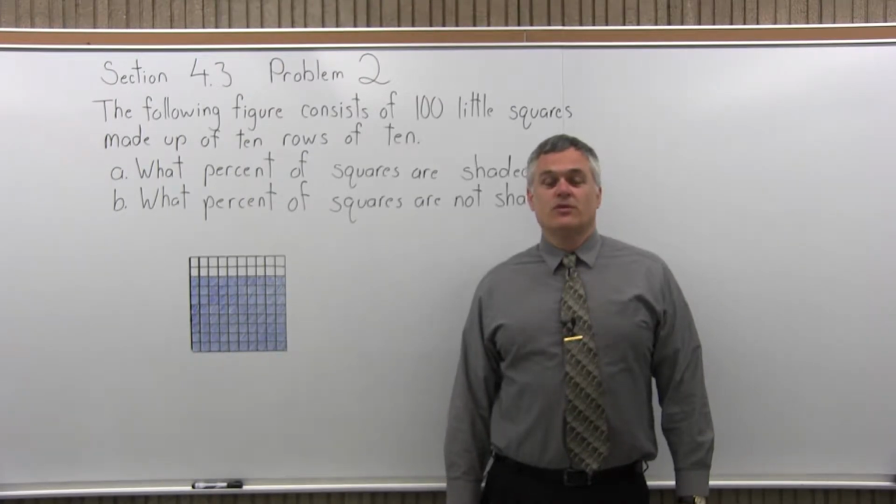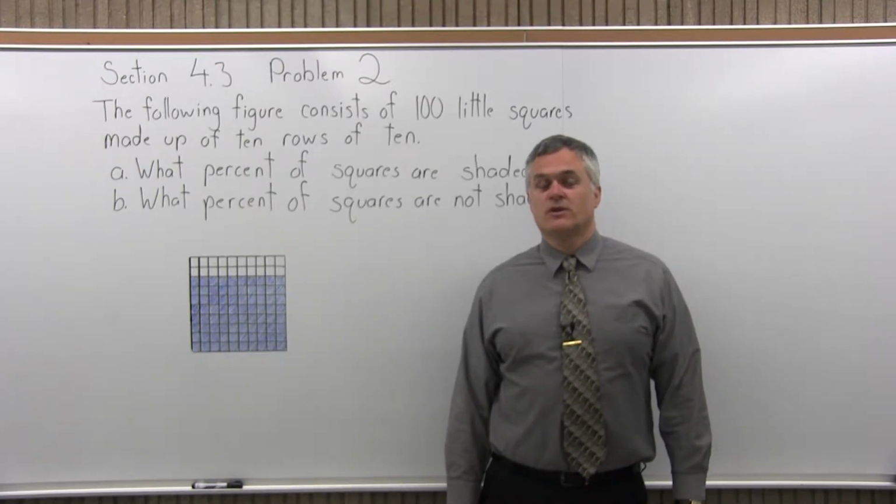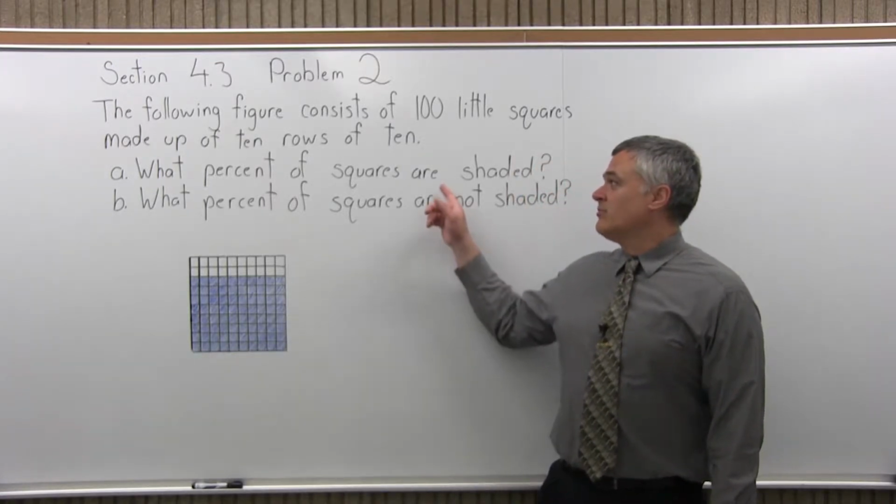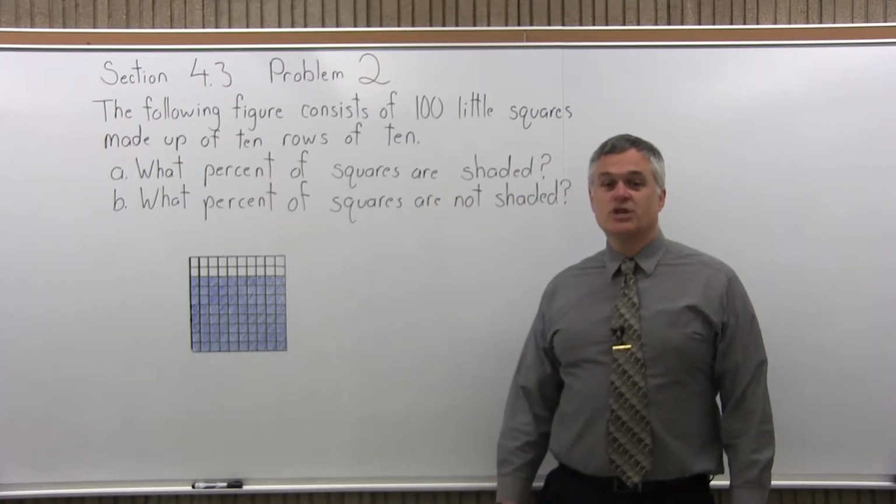This is Section 4.3, Problem 2. It says the following figure is made up of 100 little squares made of 10 rows of 10. And Part A says what percent of squares are shaded?